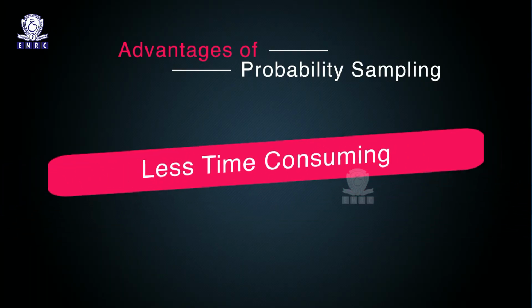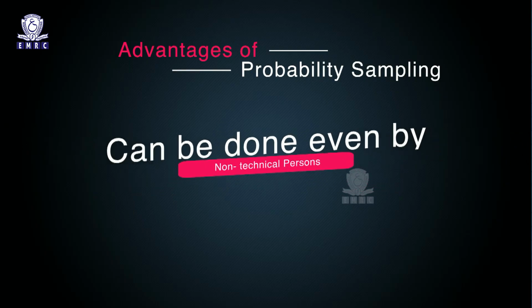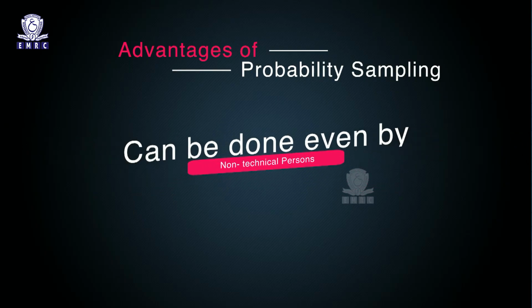Less time consuming. This process is simple and short and saves a lot of time, which can be used for data analysis and interpretation. It can be done even by non-technical persons. The assignment of random numbers can be done by any kind of person after a short briefing, as this does not involve any lengthy, complex, and crucial process.